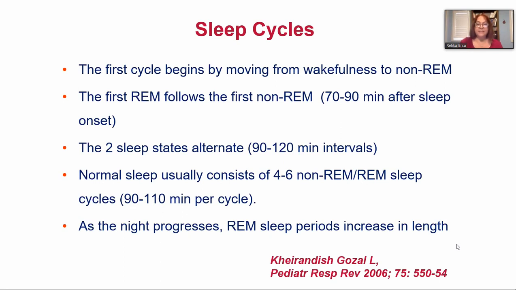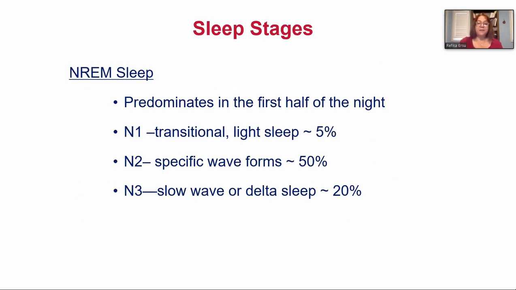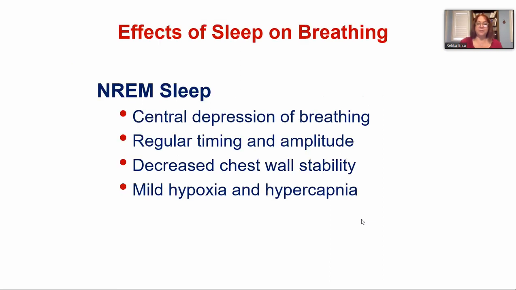So that was also asked in the question. If we wake up the child really early in the morning from the sleep lab for them to go home, we may miss some good opportunity of REM sleep, which may show some obstructive events. Non-REM sleep predominates in the first half of the night. N1 is usually called transitional light sleep. That's usually how we start sleep, and it's around 5%. N2 is where we spend the most time in sleep, around 50%, and N3 is usually 20% of sleep.